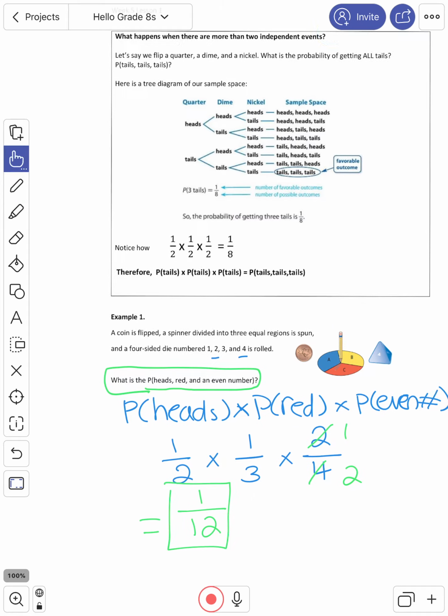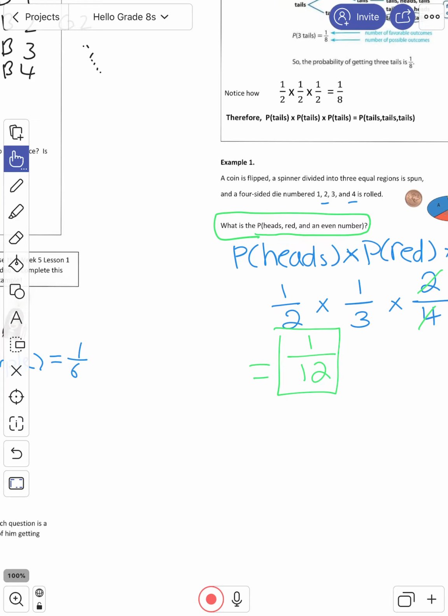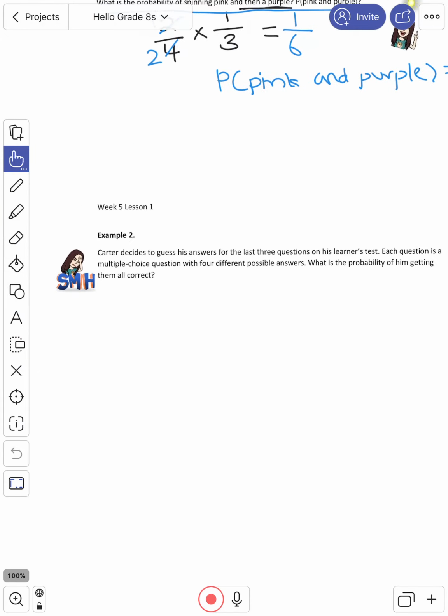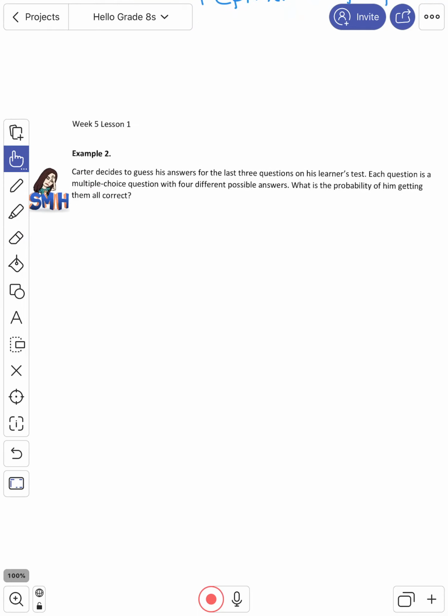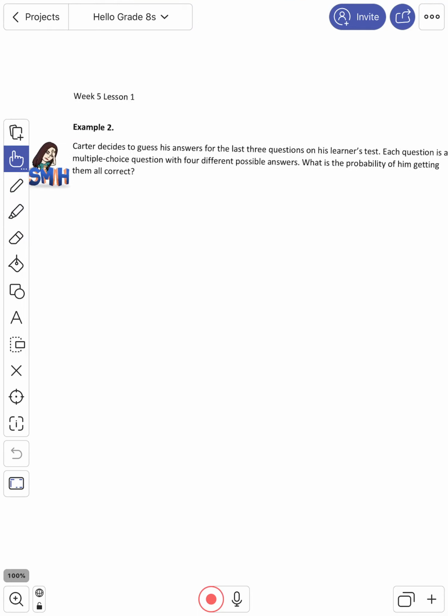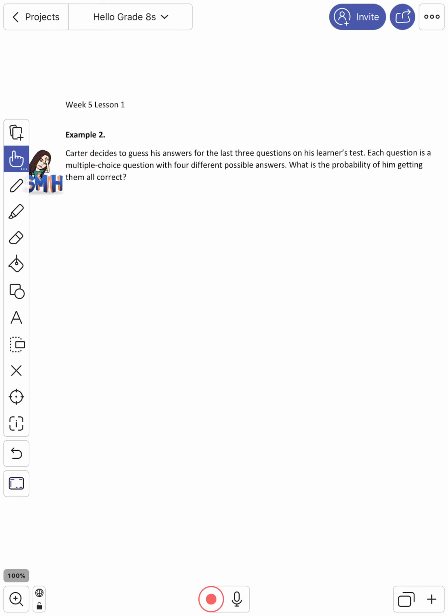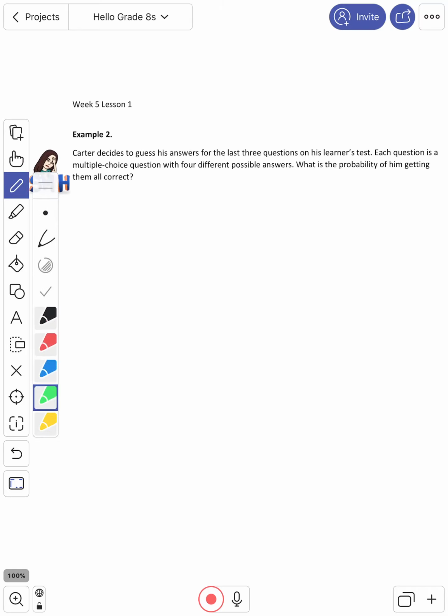I'm going to go over one more example. All right, example number 2. Carter decides to guess his answers for the last 3 questions on his learner's test. Each question is a multiple choice question with 4 different possible answers. What is the probability of him getting them all correct?